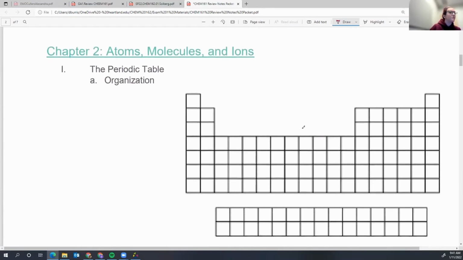Okay, on to chapter 2. The important things you need to remember from chapter 2 are how the periodic table is organized. Okay, I'm going to write what periods and groups are over to the side here.